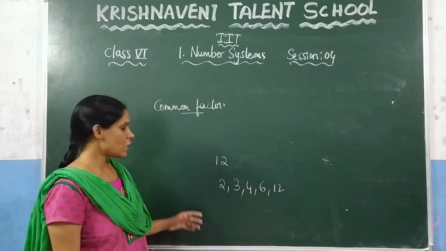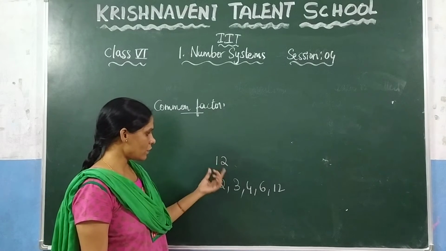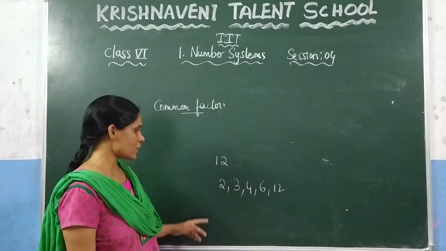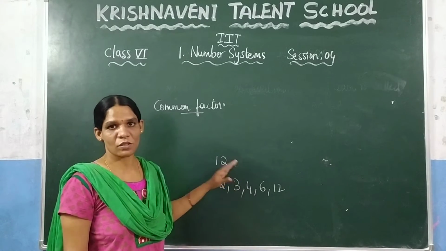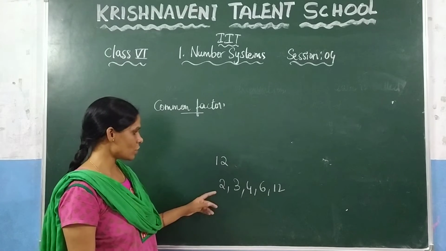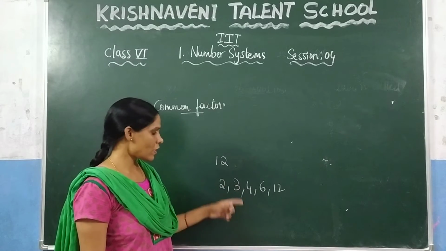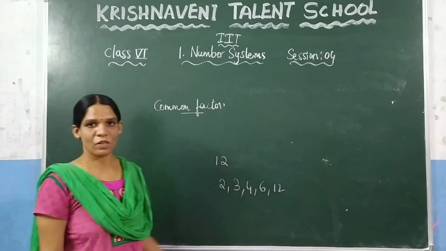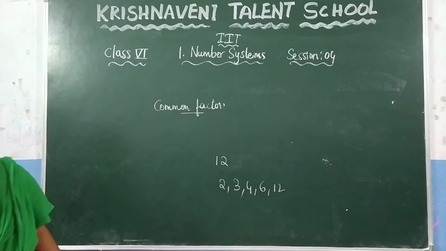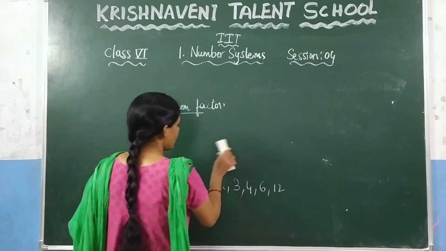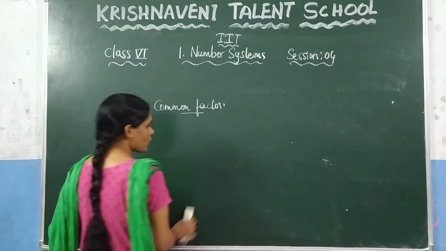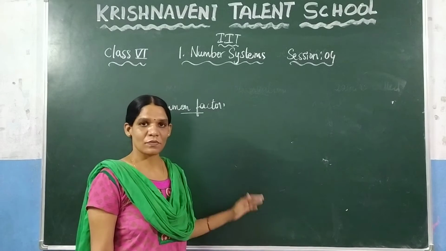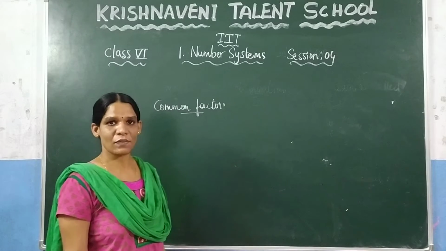A factor is nothing but this: if you are given any number and you divide that number by another number, you have to get the remainder as 0. Then we can say that those numbers are the factors of the given number. So you can say that 2 is a factor of 12, 3 is a factor of 12, 4 is a factor of 12, 6 is a factor of 12 and 12 is also a factor of 12. Like this you can find the factors. What is meant by the factor? A number which is divisible by another number exactly, that means the remainder is 0, we can say that it is a factor.